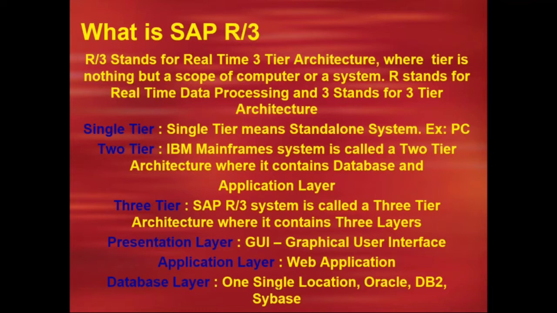Prior to this, we had SAP R/2, that is the IBM mainframe system. We call it the R/2 structure, system architecture. It is divided into two layers: presentation and application is one layer, database layer is another. And R/1 is single tier, for example, our personal system or personal computer.